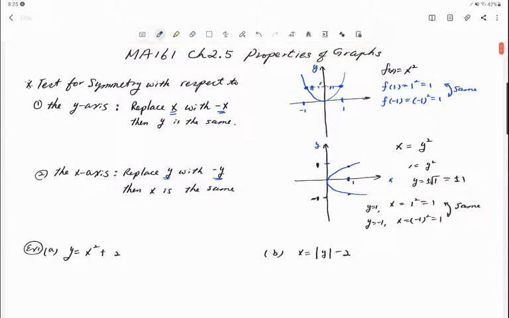So if it's confusing, draw a diagram like this: the x squared graph and the y squared graph. The x squared graph is symmetric with respect to the y-axis: replace x with negative x, and the y value is the same. For symmetry with respect to the x-axis, what do you replace? Replace y with negative y, then you will share the same x value.